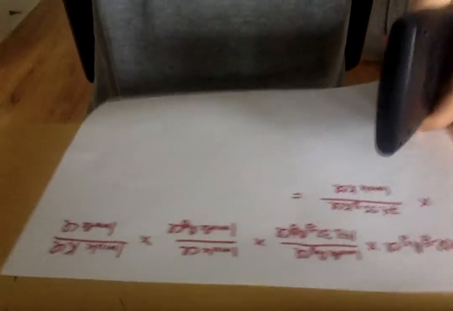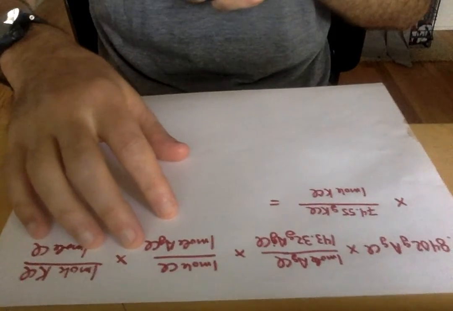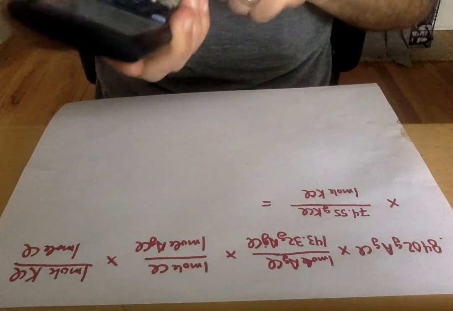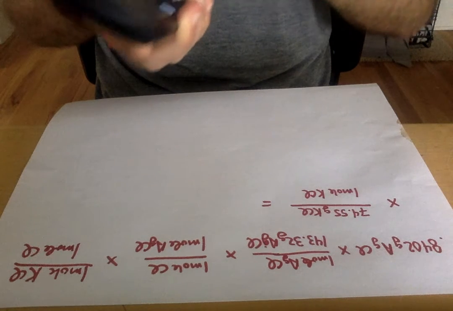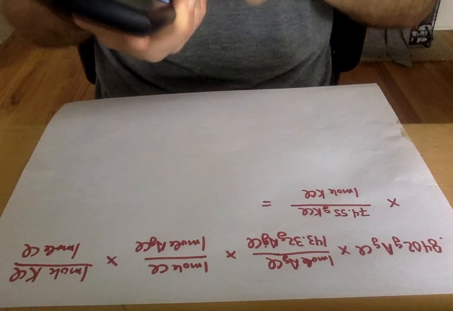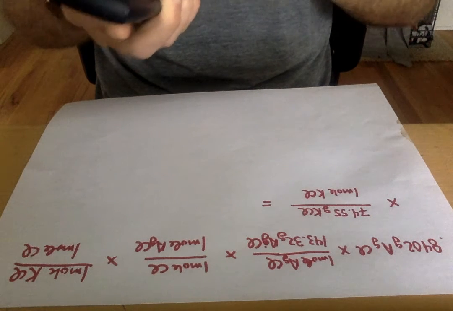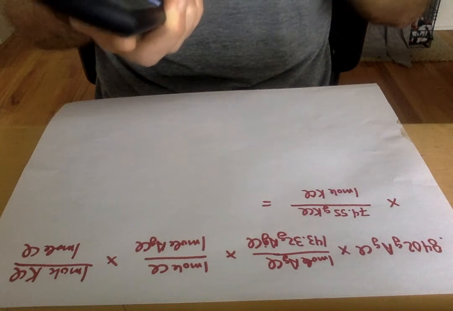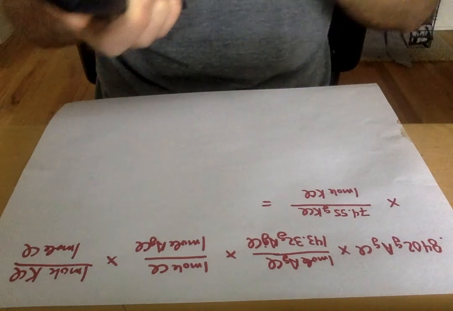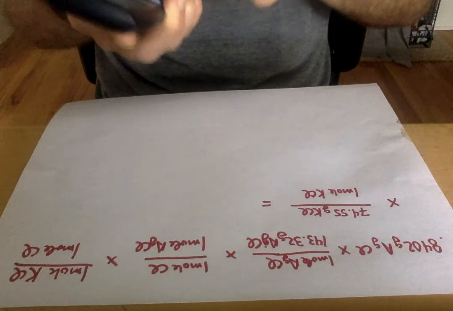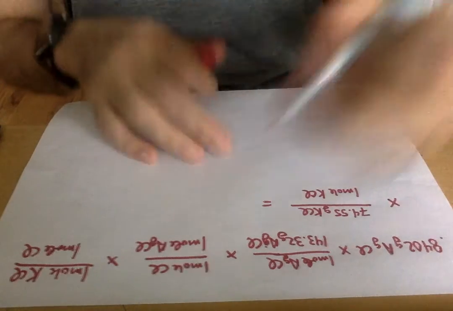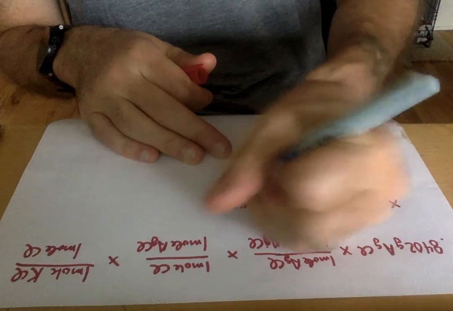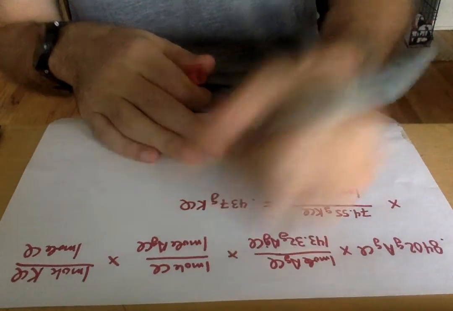And then, let's see. I don't know if that's really going to work all that well, but. So, 0.8402. Turn on my calculator. Blooper reel. 0.8402 divided by 143.32, and then times 74.55. And so I get 0.437 grams of KCl.